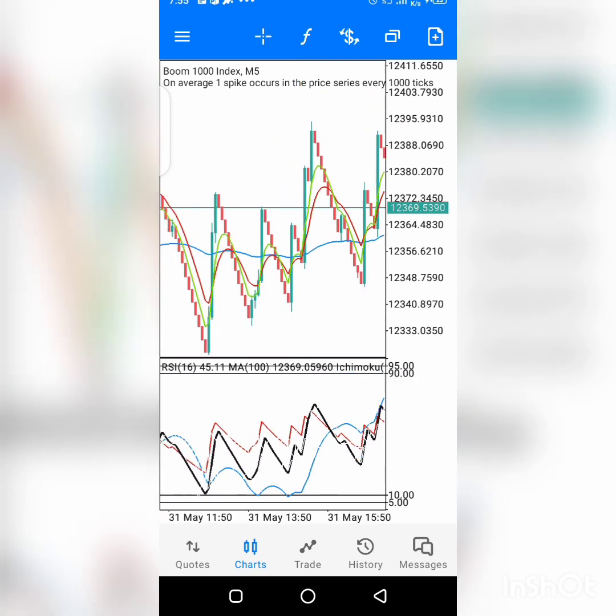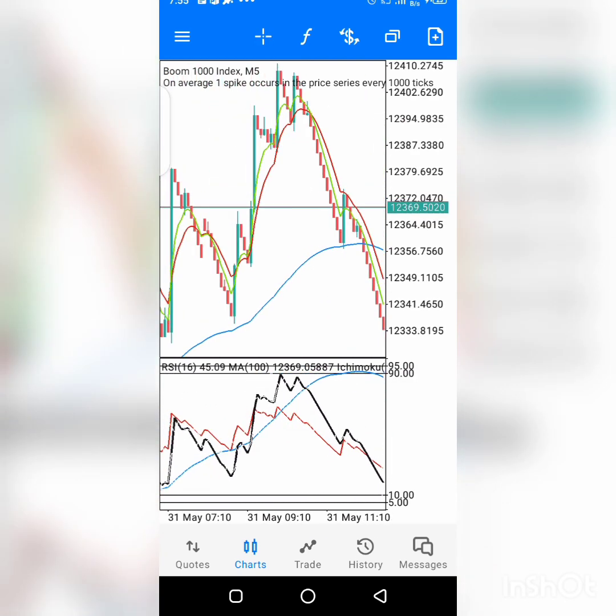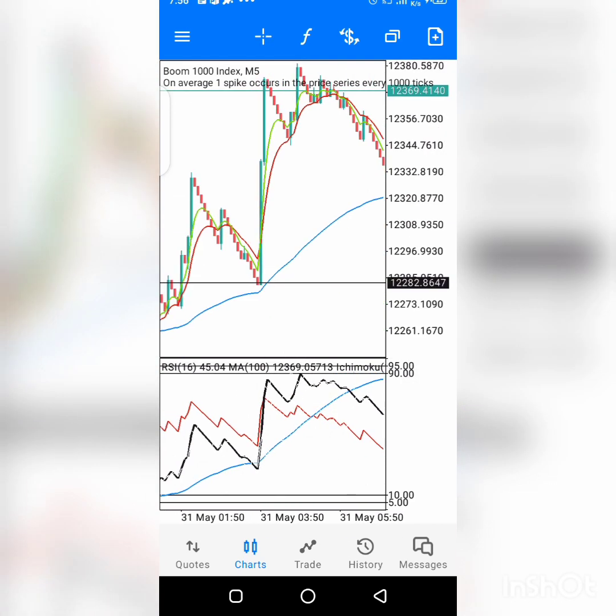Okay, if you go back again, price has gotten to the overbought area again here, and you see price dropping again at the 5 minutes time frame.